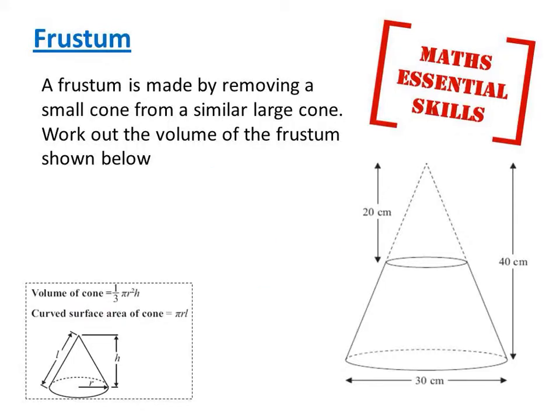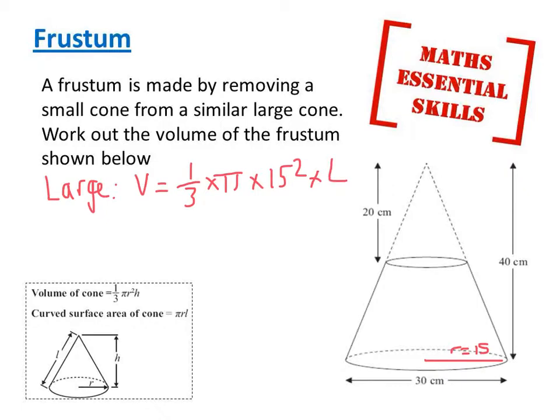So, let's start by working out the volume of the large cone. Now, to work out the volume of the large cone, the variables I need are the radius and the height. I haven't got the radius, but I have got the height. The height is 40. But because the diameter of the large cone is 30, I know that the radius of the large cone would be 15. And now I can use those numbers in my formula. So my large cone volume is 1/3 times pi times radius squared times height, and the height is 40.